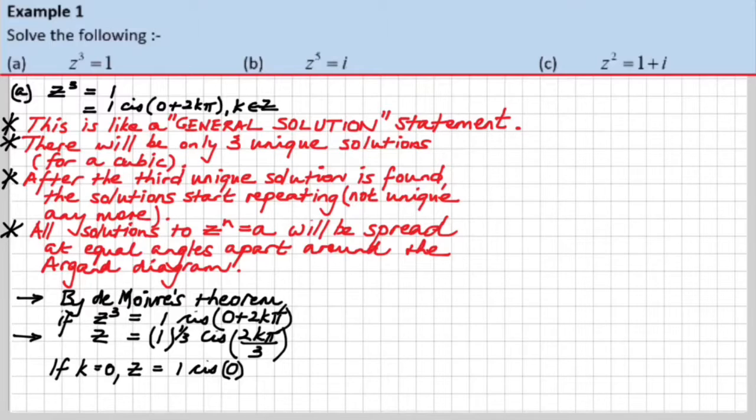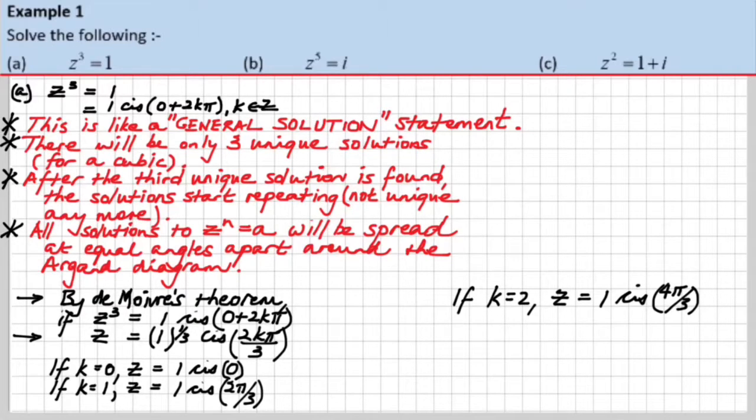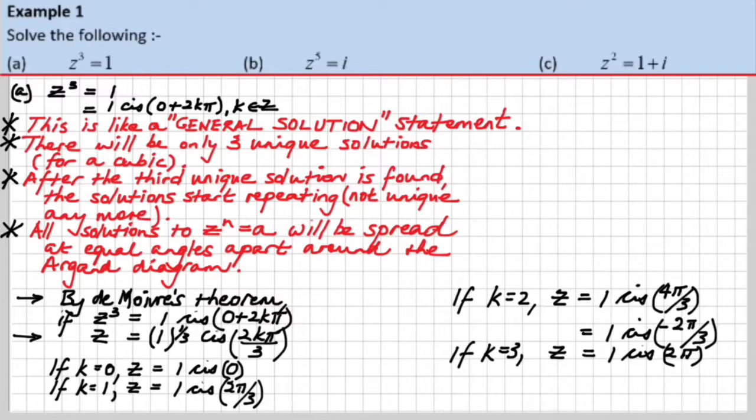So when k is 0, we've got z is 1 cis 0. When k is 1, we've got z is 1 cis 2 pi on 3. And if k is 2, we would have z equal to 1 cis 4 pi on 3, which, if we put that in principal argument form, it would have to be 1 cis of minus 2 pi on 3, wouldn't it? If k is 3, now they're going to start repeating now.